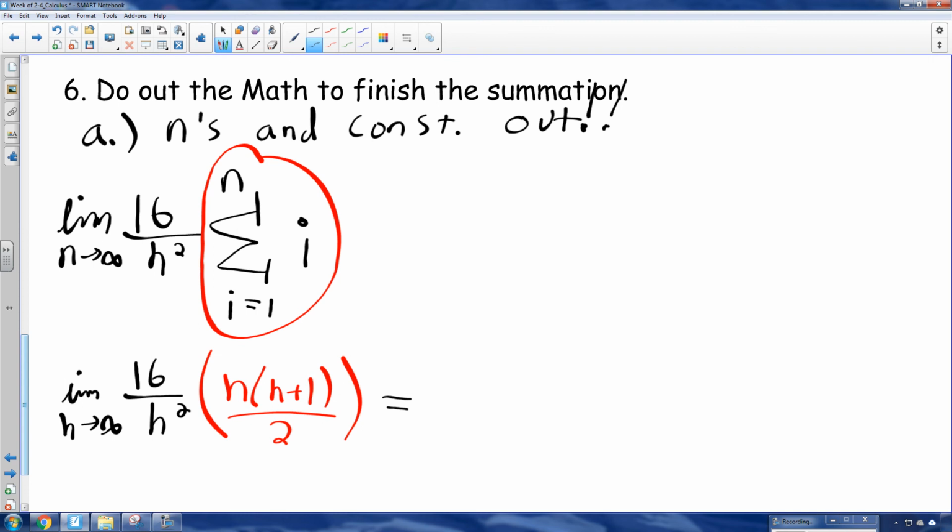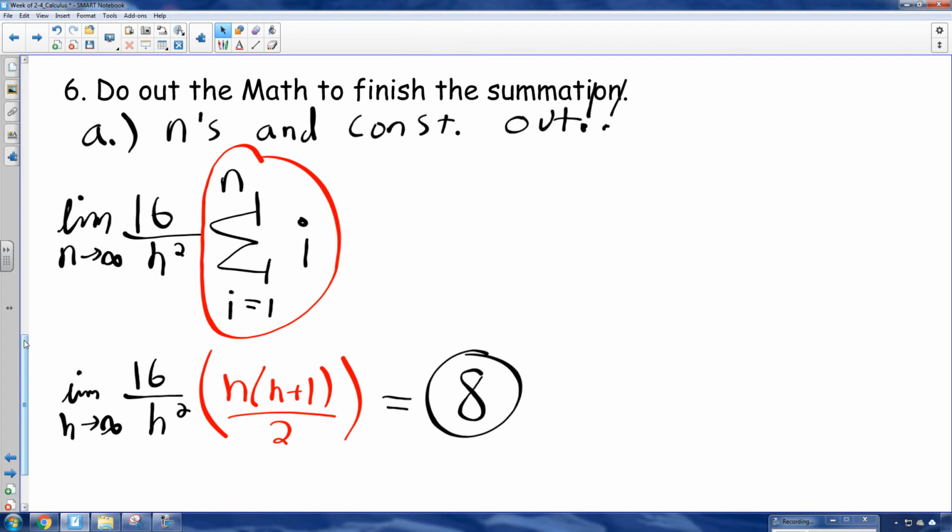So we know that the power of the top is 16n squared. That's the highest power. And the power of the bottom is 2n squared. 16 divided by 2 is 8. And that is the answer. The area under the curve is exactly 8.